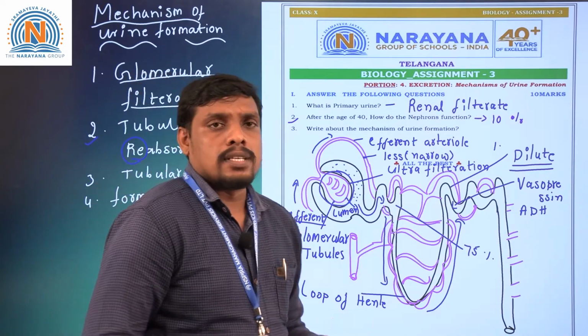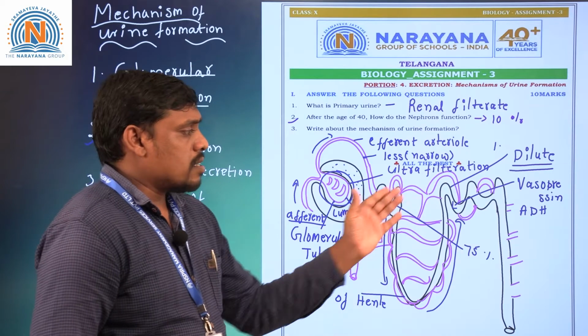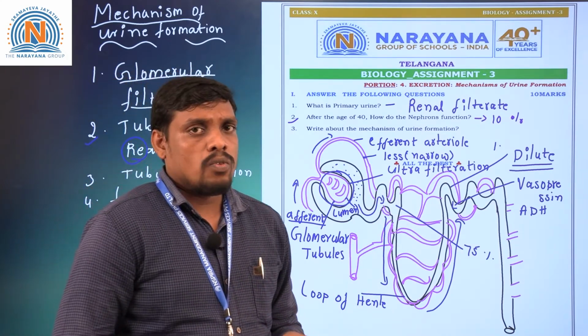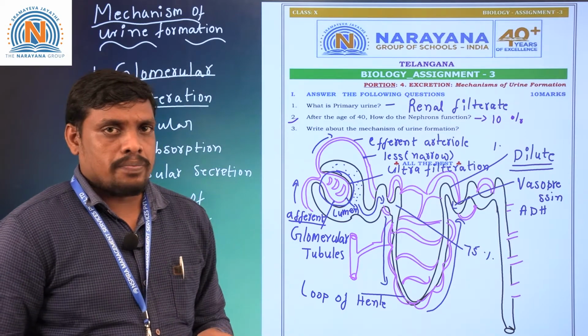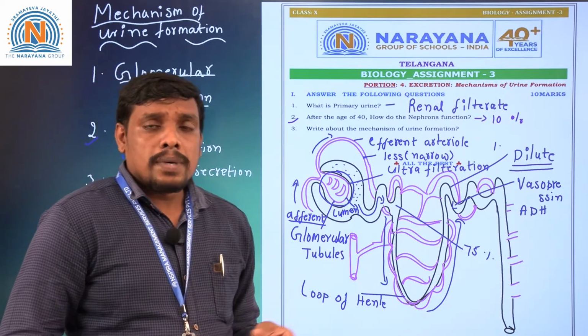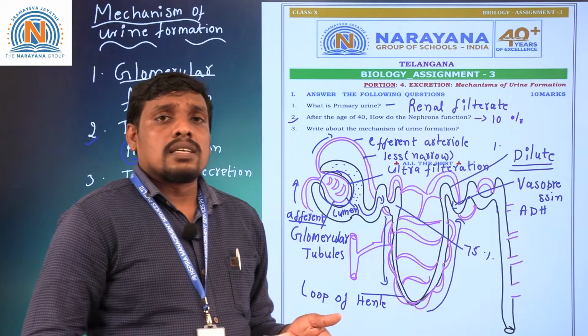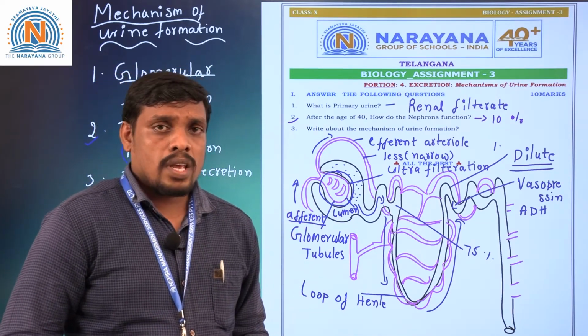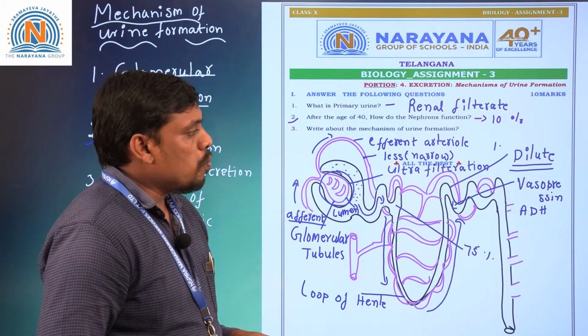Lack of vasopressin leads to excretion of dilute urine. That condition is called diabetes. What is that condition called? Diabetes. So, during diabetic condition, we excrete dilute urine which contains minerals and nutrients. Okay, children? And one more point.